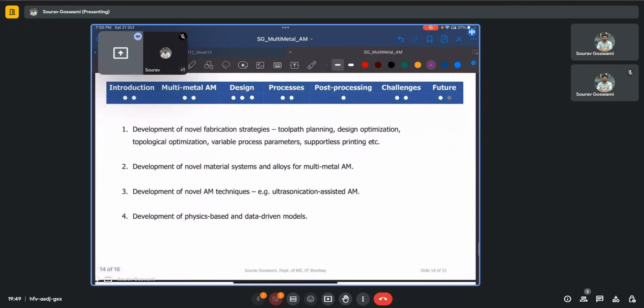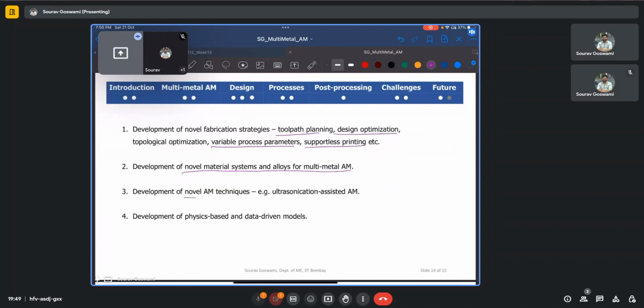However, despite these challenges, we must develop these functionally graded materials because of the applications, especially in the very demanding or extreme conditions for which they are very well suited and are expected to far outperform the parts made out of monolithic materials. And to achieve such progress, the development of novel fabrication strategies, such as the toolpath planning, the design optimization, or the topological optimization, the variable process parameters, and the supportless printing have to be adequately explored. The novel material system and alloys for multi-metal AM has to be taken into account.